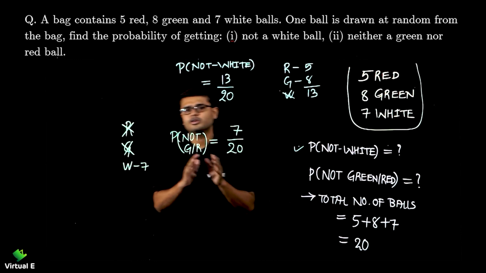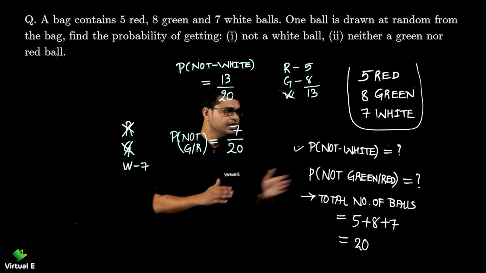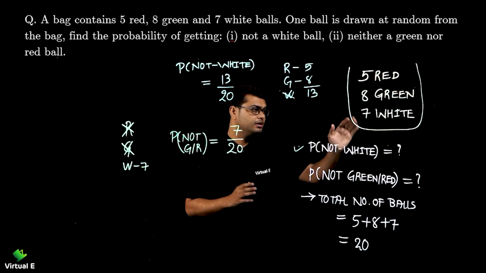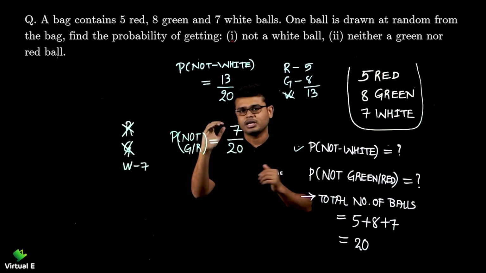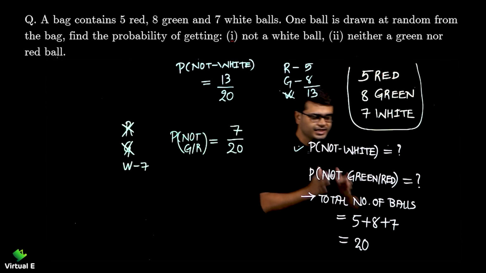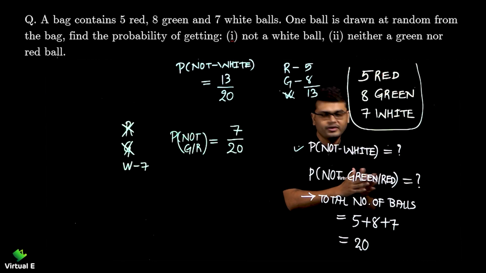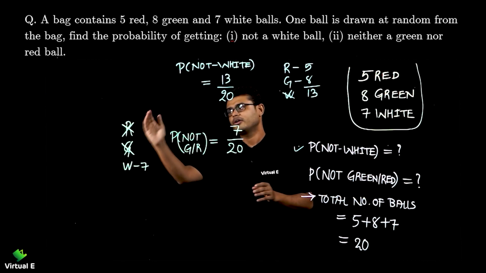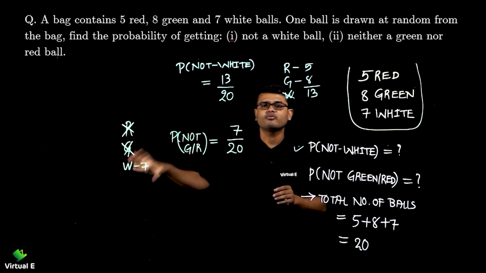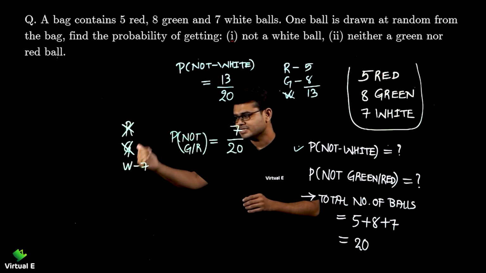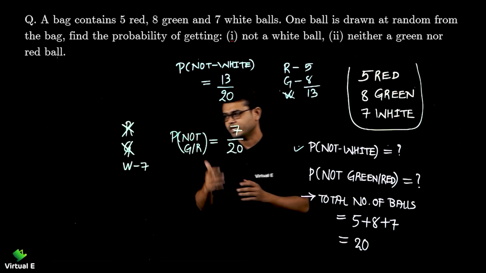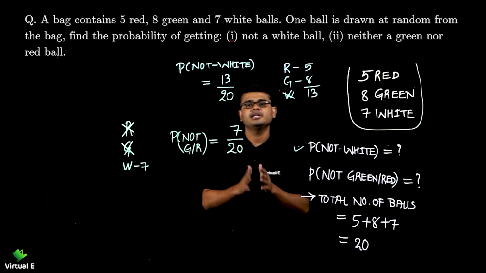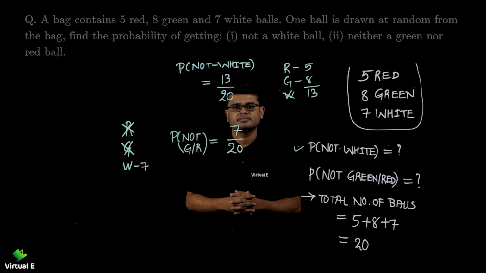Try to understand the logic behind the question. Very easy. Not white, so other than white, all are accepted. Add the outcomes and take the total outcomes, that is 20. Second case: not green or red either. We don't want red, we don't want green. We only want whatever is left, that is white. So 7, and total number of outcomes are 20. So these were the sums related to balls and bags.